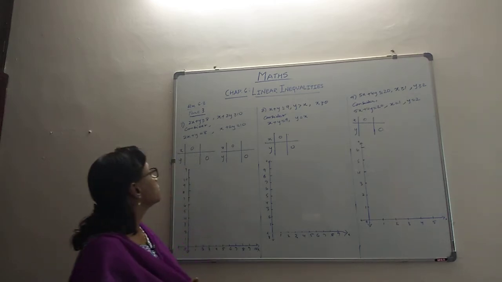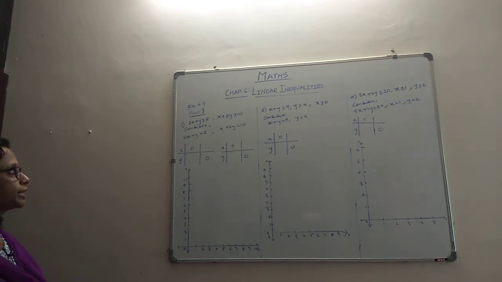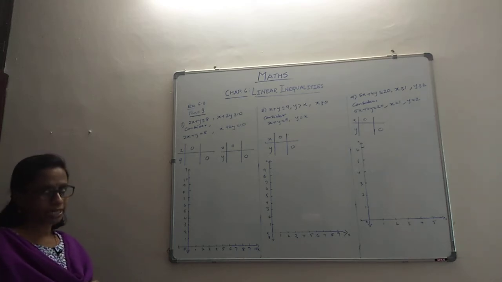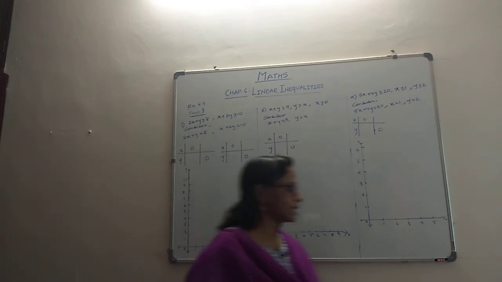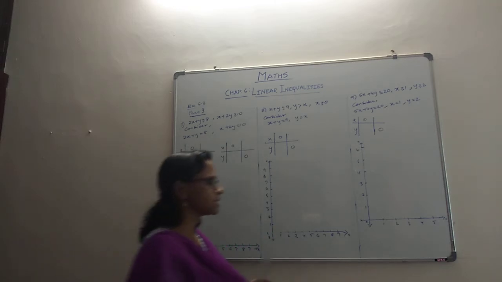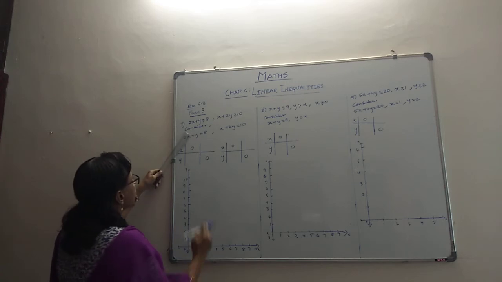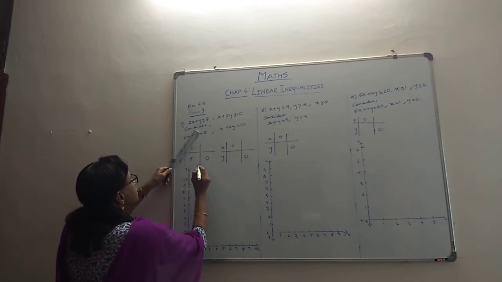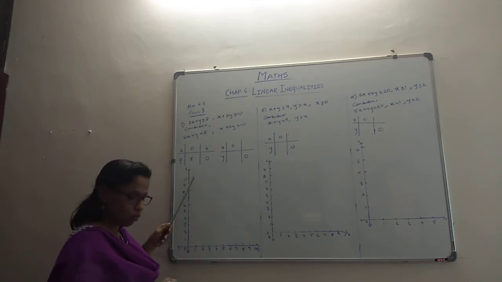Let's take this problem. First, the 7th one: 2x plus y greater than or equal to 8 and x plus 2y greater than or equal to 10. So you take its corresponding equalities, 2x plus y equal to 8 and x plus 2y equal to 10. Get the values as usual, x is 0, y is 0, and let's check what comes. If you take x as 0 over here, you're going to get y as 8, and if y is 0, you're going to get 2x equal to 8, which is x equal to 4.